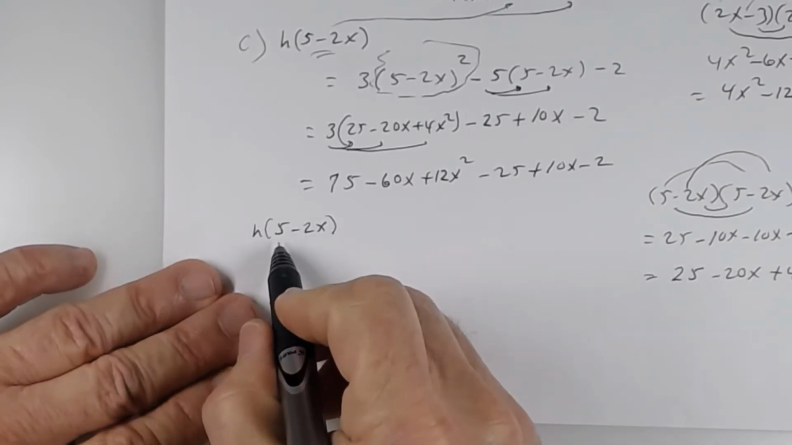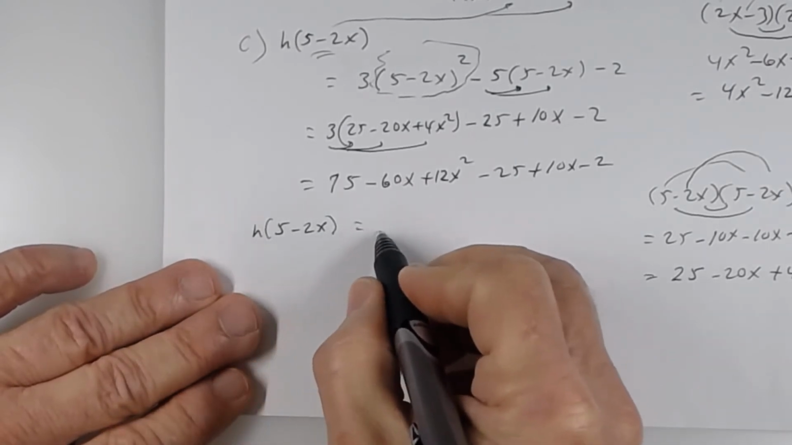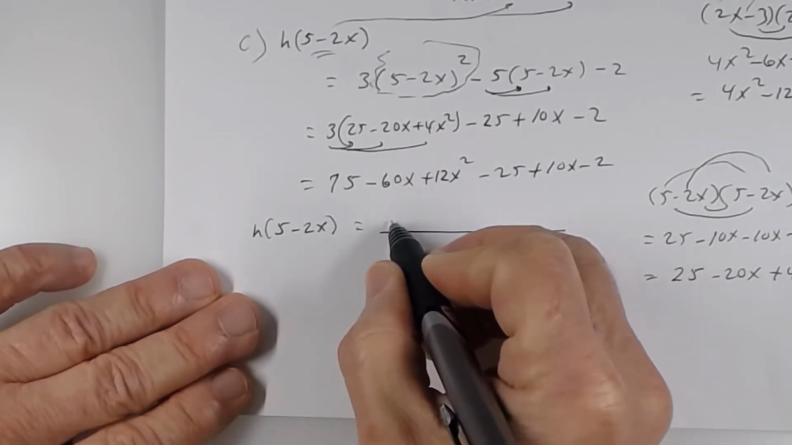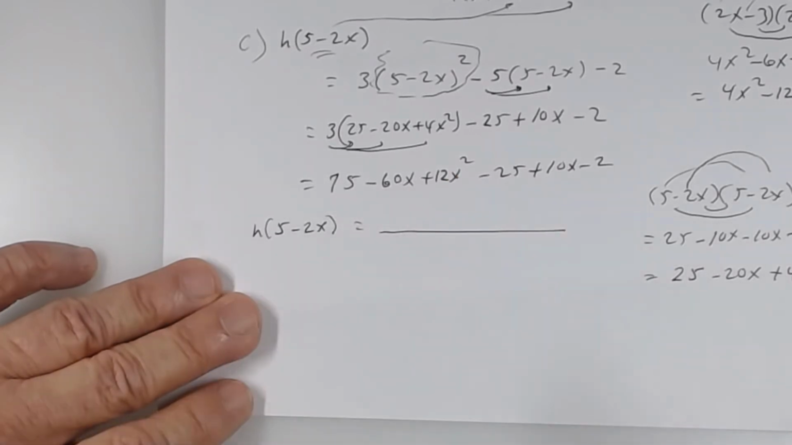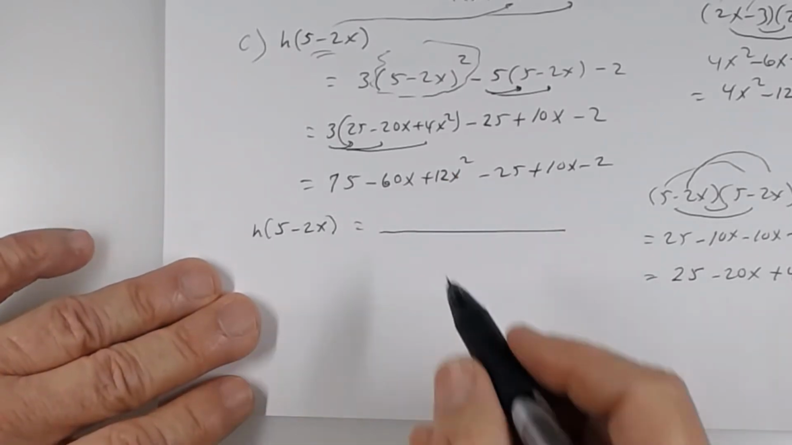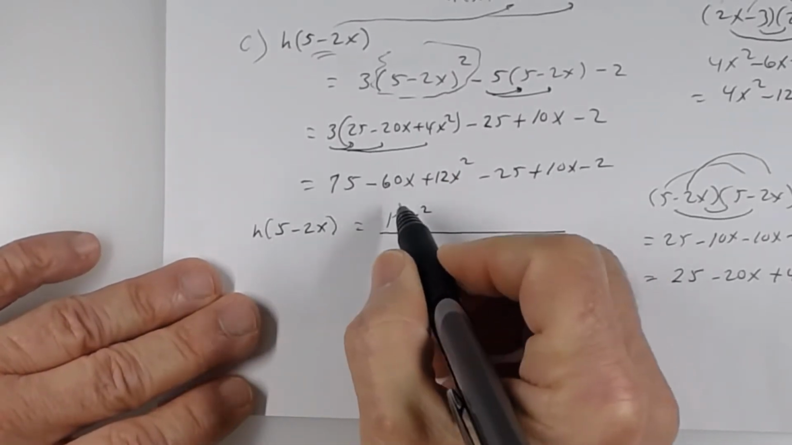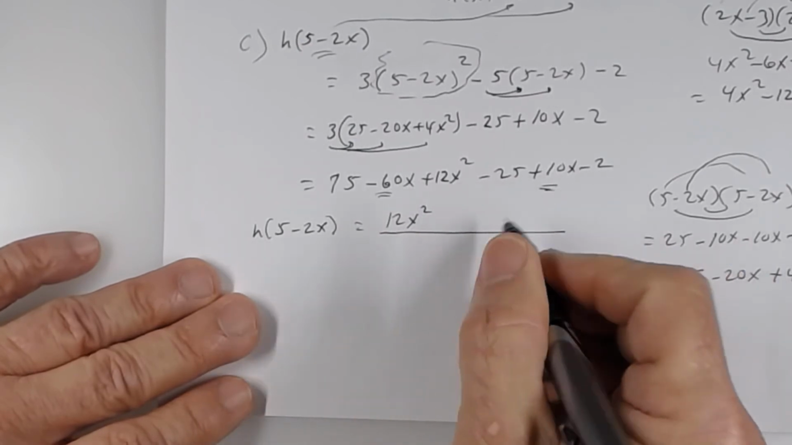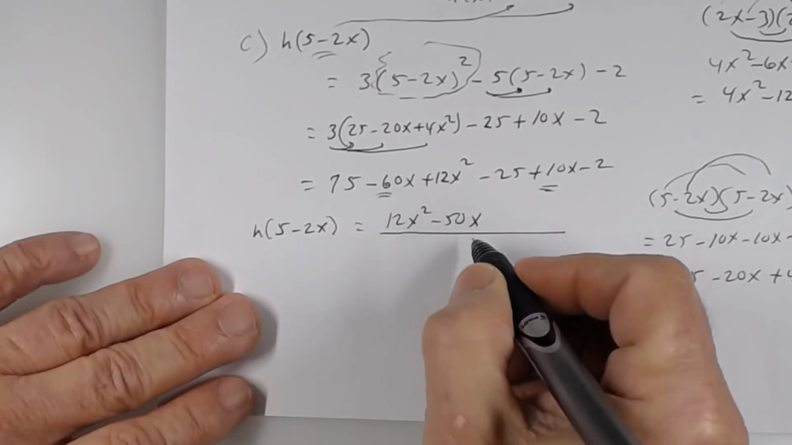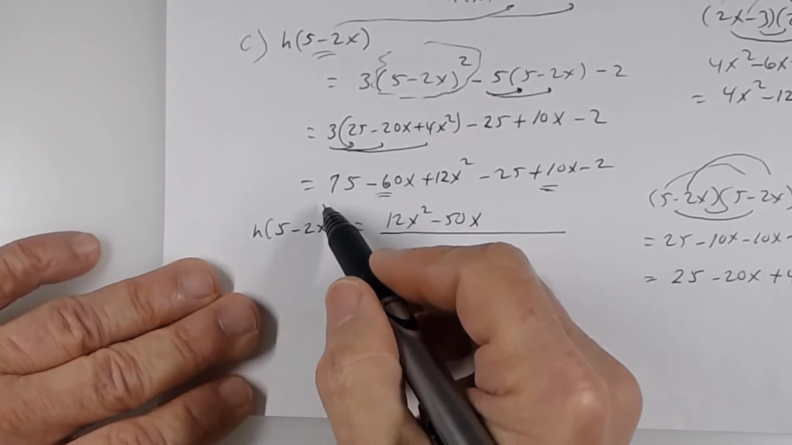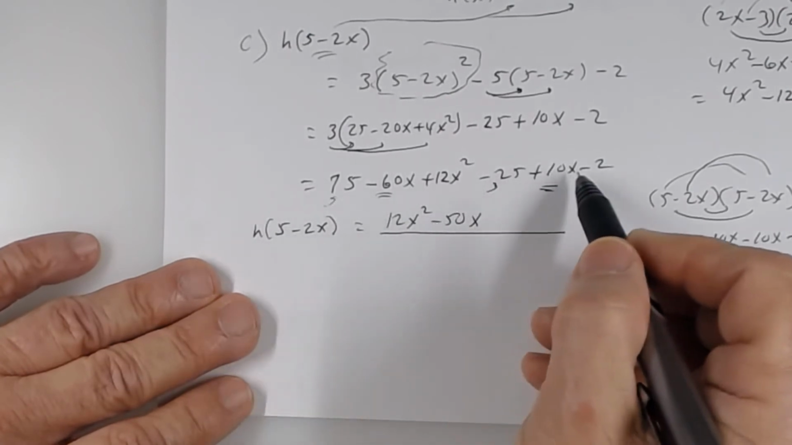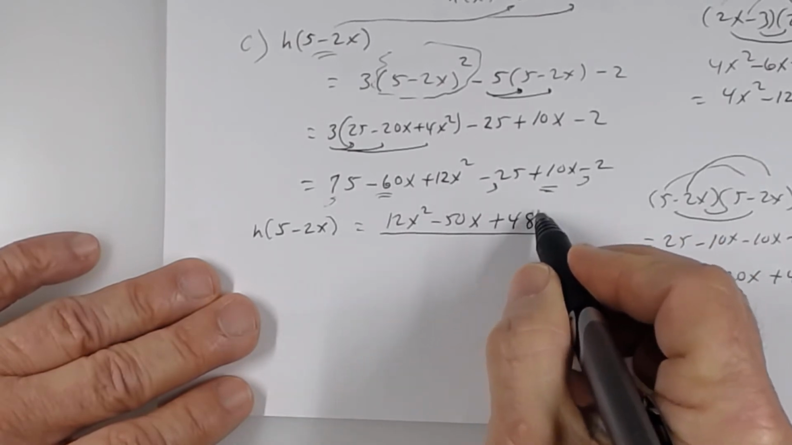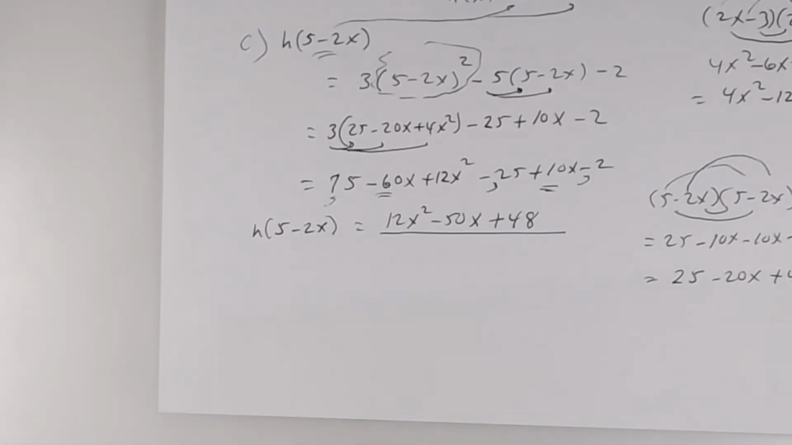So therefore, h of 5 minus 2x is going to equal, and what would that equal? 12x squared. Now, let's go ahead and put it in descending order. So you're going to say 12x squared minus 50x. A negative 60x and a positive 10x is a negative 50x. Now, what about your constant? 75 and a negative 25 and a negative 2. 48. Positive 48? Yeah. All right, so there's your answer.